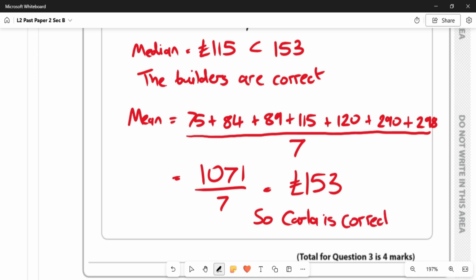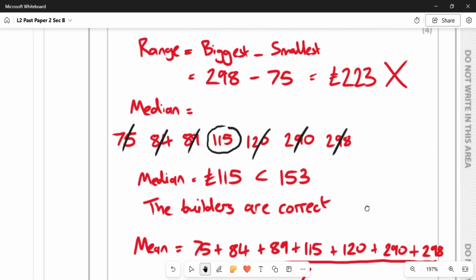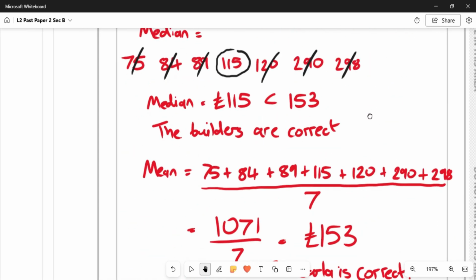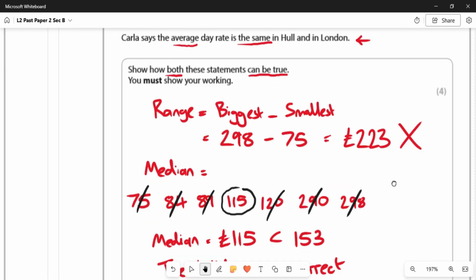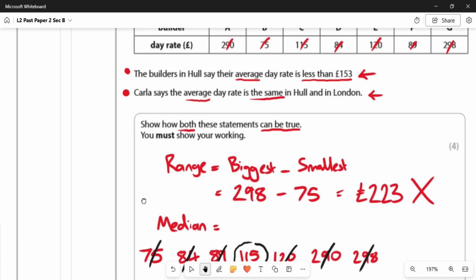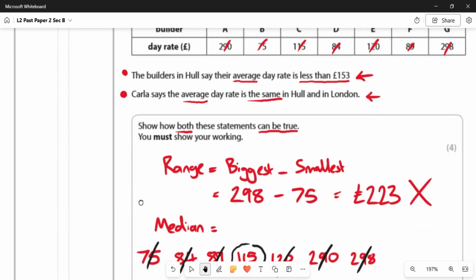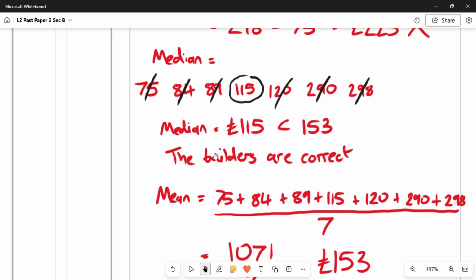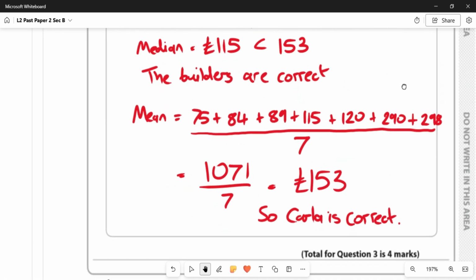There is your two statements. So the only way to answer this question, obviously it's talking about average, you're just going to have to check which average works for these two statements, because you do have two statements. One here, that's one statement, and that's the second statement. And the only two that work are median for the builders, mean for Carla. And that's why they are both correct.